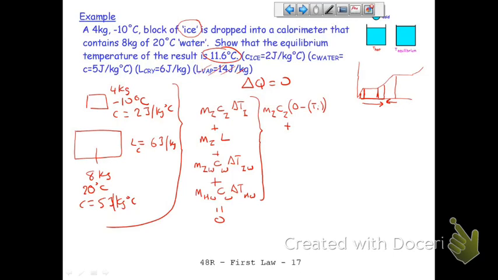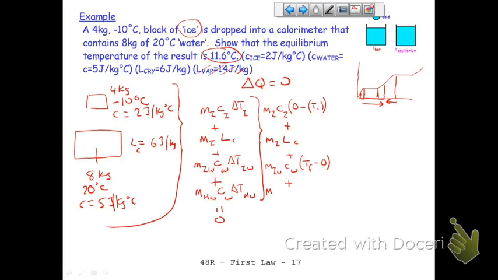Plus the mass of the ice times the latent heat of crystallization, plus the mass of the ice water times the specific heat of water, times the final temperature for the ice water. I don't know it. I've given it here as T final, minus the initial temperature. What is the starting temperature for this ice water? 0, because it melted from ice.